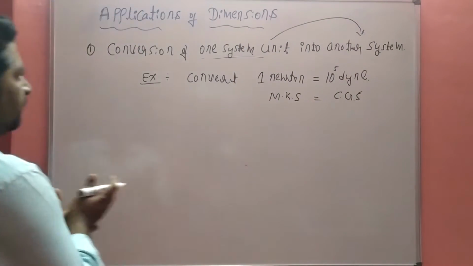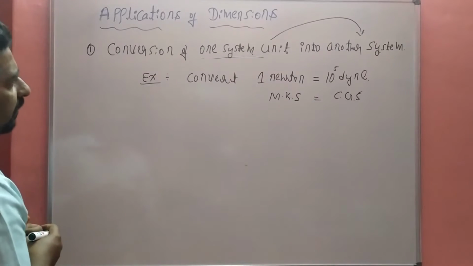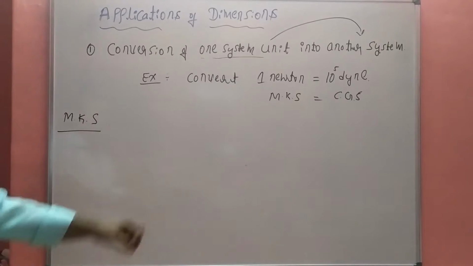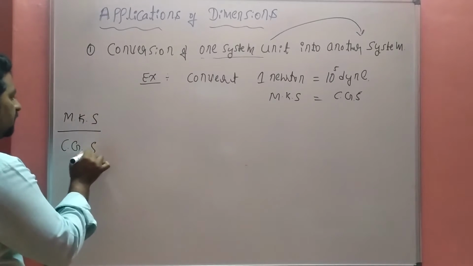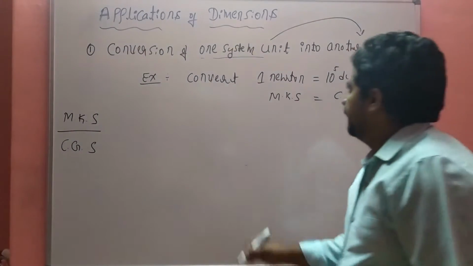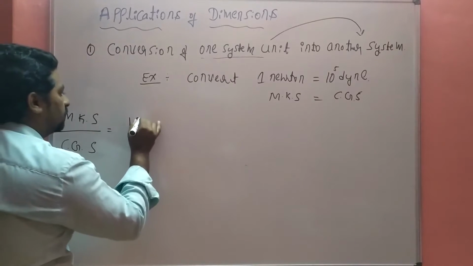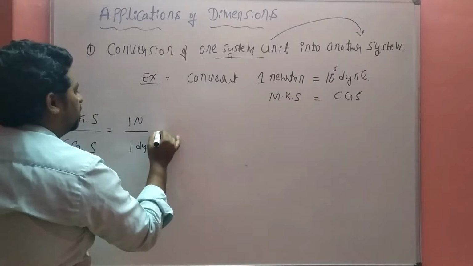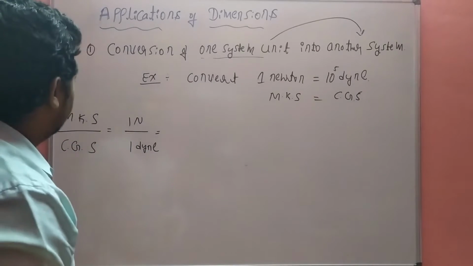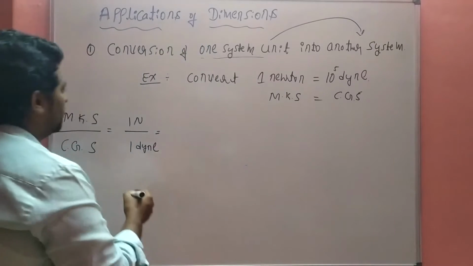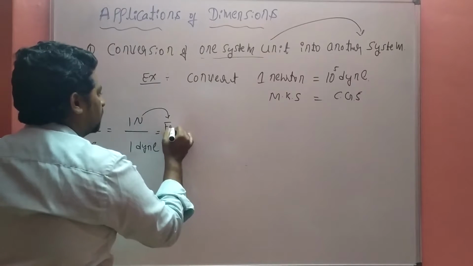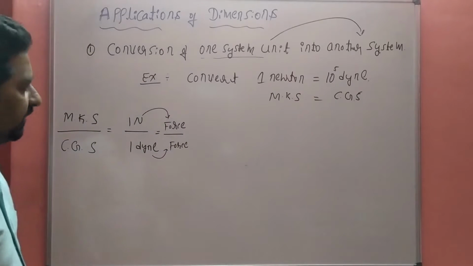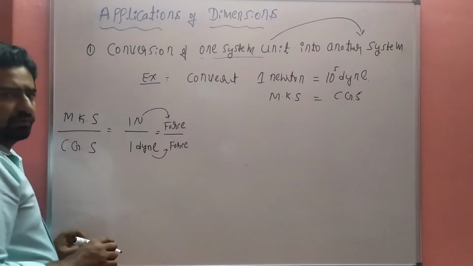Okay, so let's see how to convert. First, write MKS system divided by CGS system. In the MKS system, it is 1 newton, divided by the CGS system, 1 dyne. Correct? 1 newton, 1 dyne. What is the dimensional formula for newton? Newton is a force, and dyne is also a force in the CGS system. So this is force, this is also force.